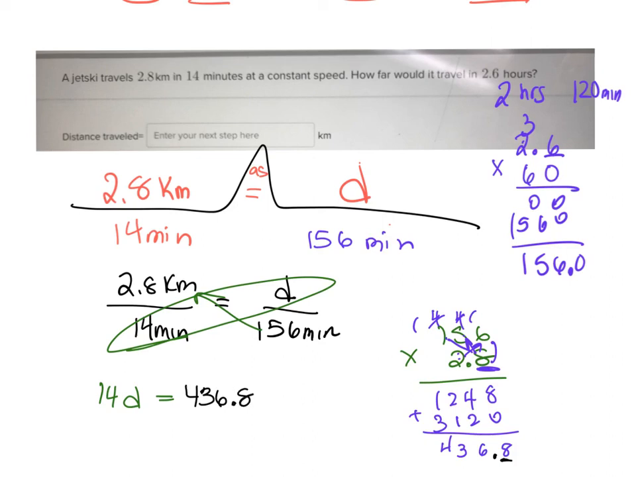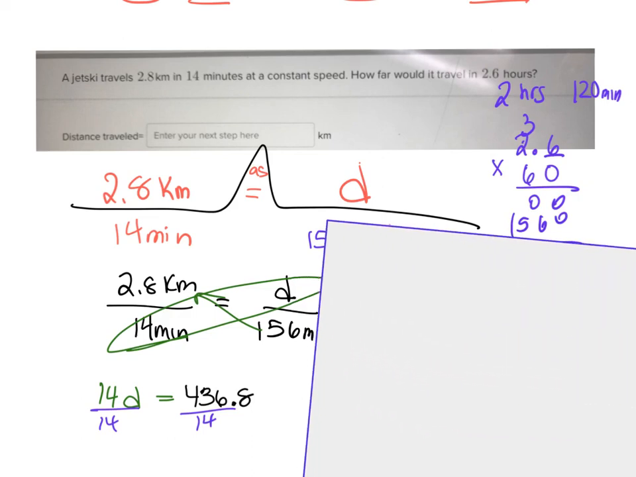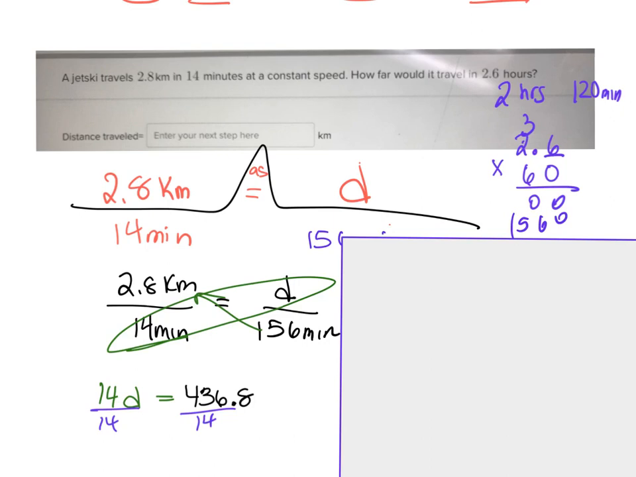That's your answer? Well, what is it asking me for? You need to divide. Yeah, I needed to divide now. So now you're going to divide. Now I want to make sure that you guys understand you're not going to have crazy decimals like this on the summative, but you are expected to be able to do this. So you're going to do 436.8 divided by 14.